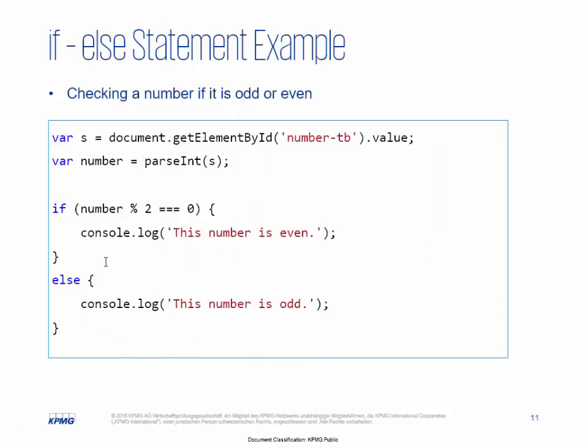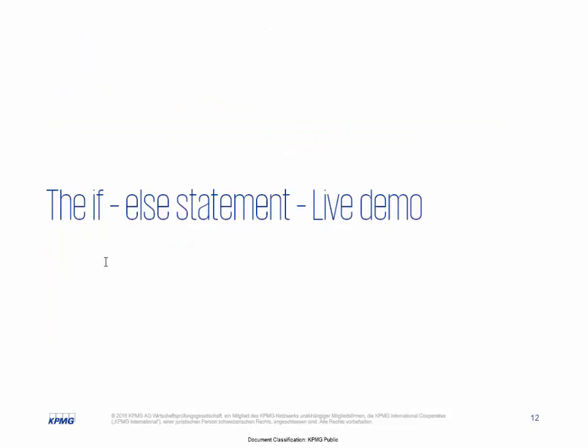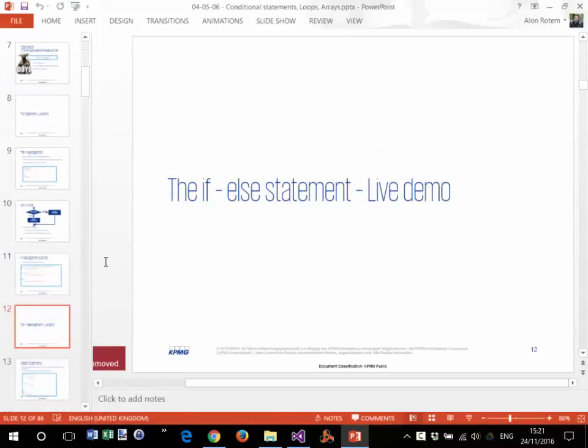So an example of an if-else: we get a number again from the document, and we are evaluating if this number, when you divide it by 2, gives you a 0 remainder. That means the number is even, so we log to the console it's even, otherwise we log to the console the number is odd. So either one of these statement blocks will be executed, either this or that. I mean, anyone who's programmed in any language knows how this works. Quick demo.